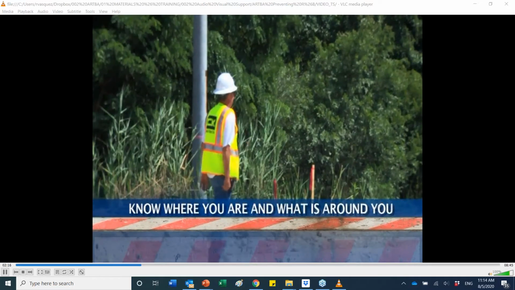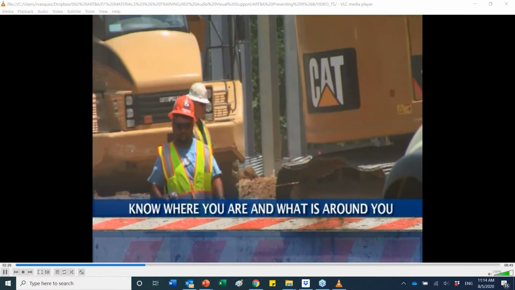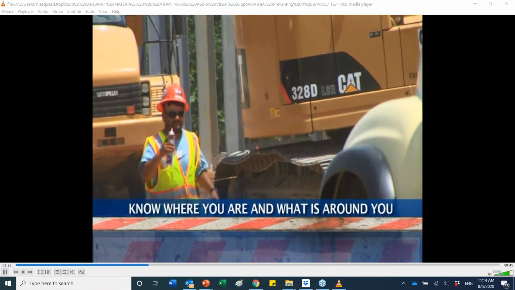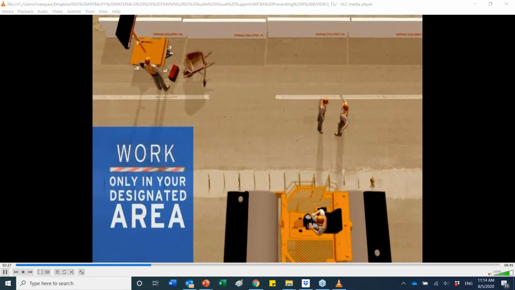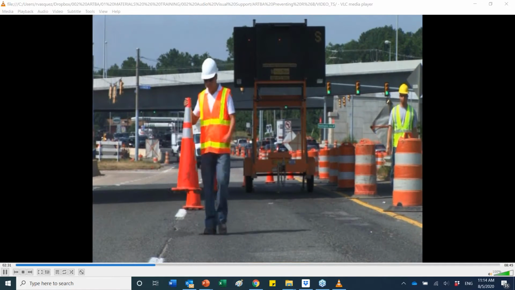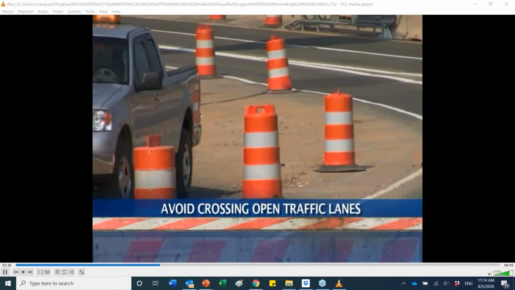Know where you are and what's around you, especially moving vehicles and equipment. Be sensitive to hazards that approach your space. Look around and behind you frequently. Try to stay in areas designated for workers on foot, and check in every direction when you must move among vehicles and equipment. Above all, avoid crossing open traffic lanes.